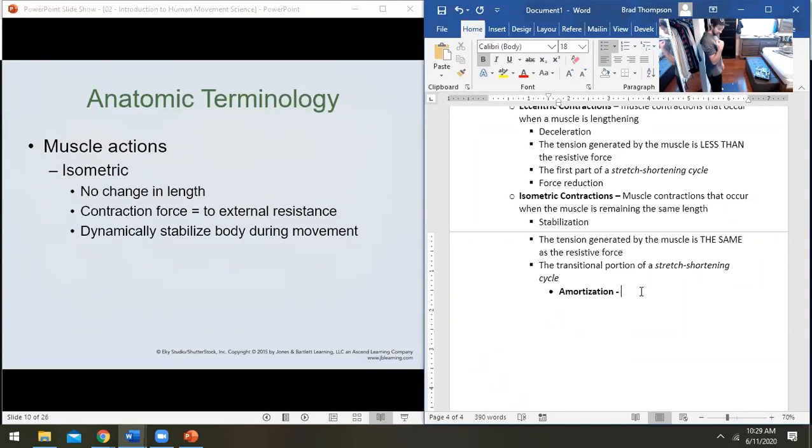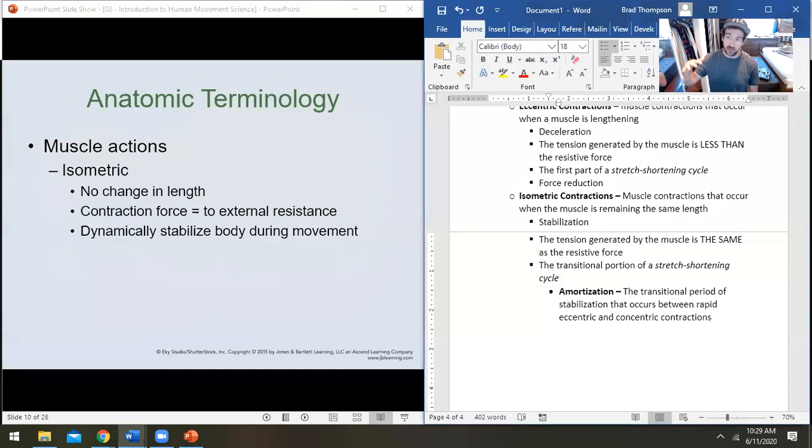So if I explode super quickly like that, the amount of time from when my muscle is at its maximal length and going back and transitioning, that's amortization. It is the transitional period of stabilization that occurs between rapid eccentric and concentric contractions. So we want our amortization, the transition, to be as short as possible. We do not want to spend time transitioning because that is going to lead to a reduction in power.